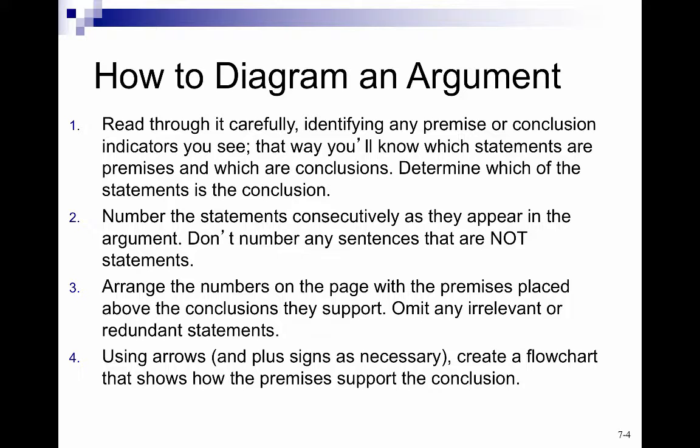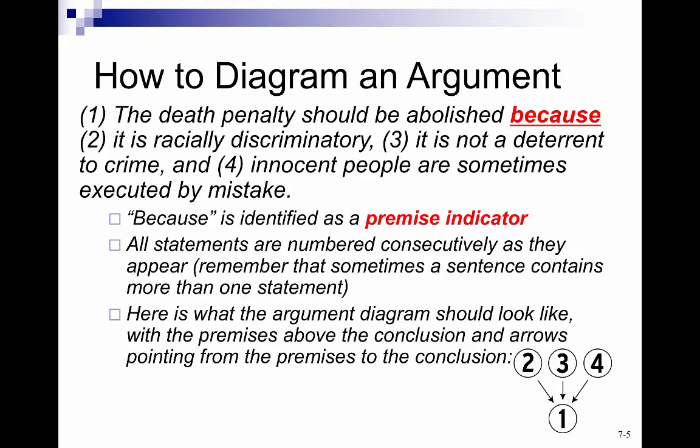Then number the statements consecutively as they appear in the arguments. Remember, some things are not statements, so leave those out of the numbering process. And then after that, you arrange the numbers on the page with the premises above the conclusion they support. And then using arrows and plus signs as necessary, your diagram should end up looking like a flow chart that shows the way in which the premises support the conclusion. Let's look at an example of what I'm talking about.